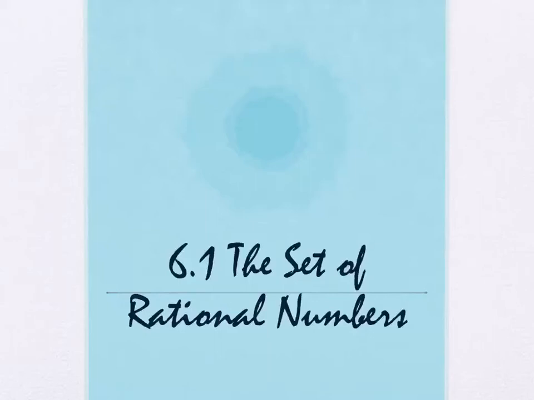All right, so we're going to start just barely, section 6.1. We're going to be talking about the set of rational numbers. And a fair bit of what we're going to be doing at the beginning of every chapter is really going to be vocab stuff, just to make sure that you and I are on the same page with how we're defining things.